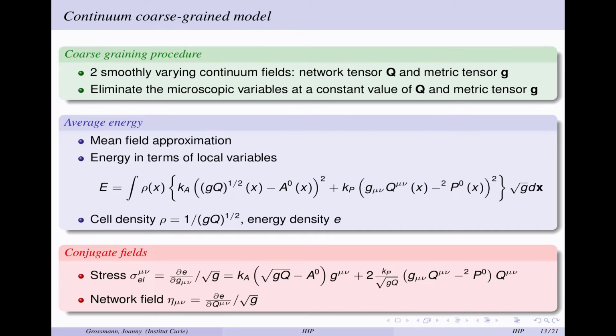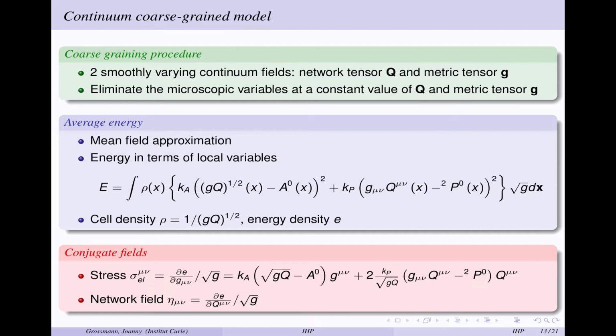Then I make the two variables continuous, so I have Q and G. These are the determinants, so this is the area minus A0 squared. This is the perimeter minus the reference perimeter squared. And the density is 1 over the average area of the cell, which is here. So now I have an energy functional, which is a function only of these two tensors, G and Q, modulo the approximation that I showed you.